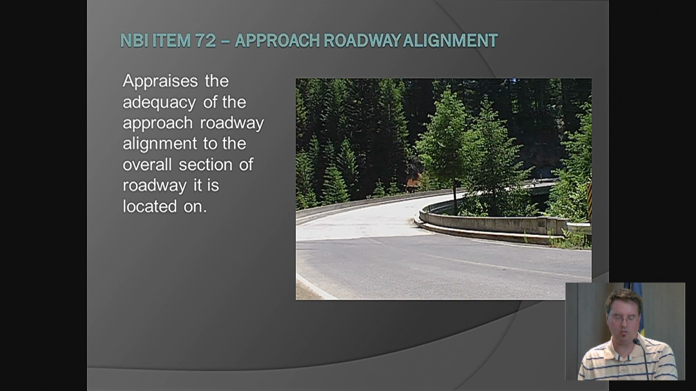Say you're on a straight section of road and you get up to the bridge and it's skewed a little bit to get across the stream, so they have to slow down to get onto the bridge and go across. It's the bridge that is forcing them to slow down, so the value is going to be a little bit lower.